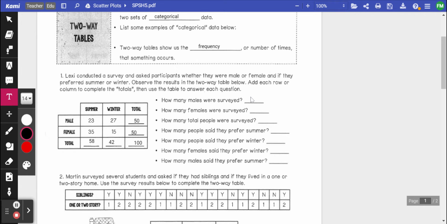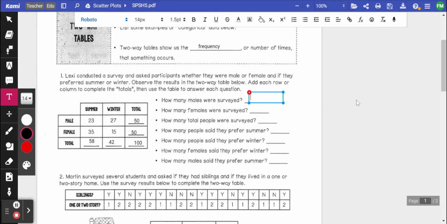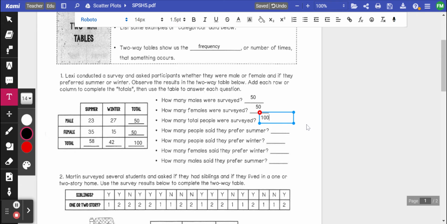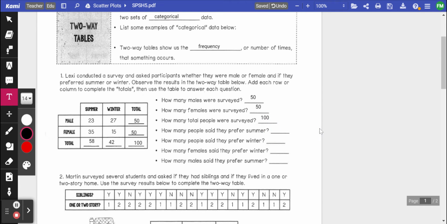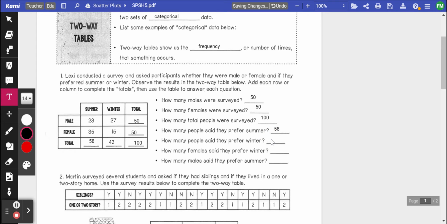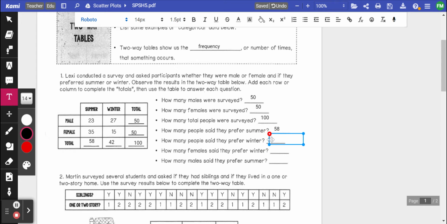When we come over here, how many males were surveyed? 50. Now we can see where we're starting to pull data. How many females were surveyed? 50. What's the total number of people surveyed? 100. How many people said they prefer summer? Well, that would be 58. How many people said they prefer winter? 42.